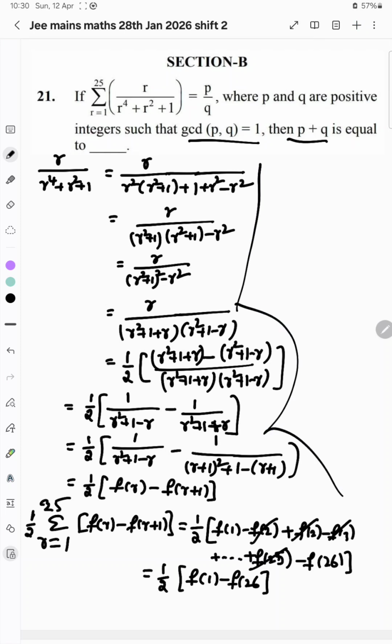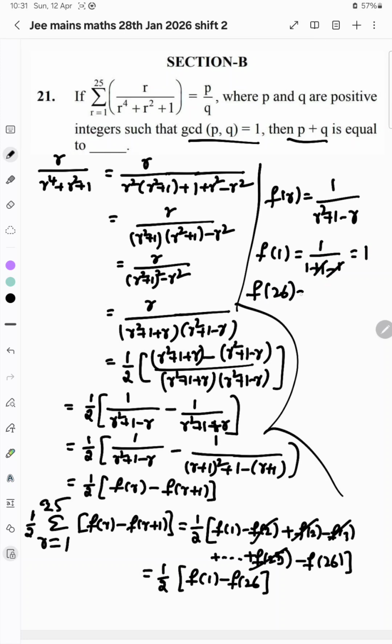So calculate now. What is f of 1 actually? What is f of r? We have f of r very clearly, we already took it, 1 by r square plus 1 minus r, right? This is only our f of r. Now f of 1 and f of 26 we should find. F of 1 means how much? 1 by 1 plus 1 minus 1. So 1 and 1 cancel, we got the result 1.